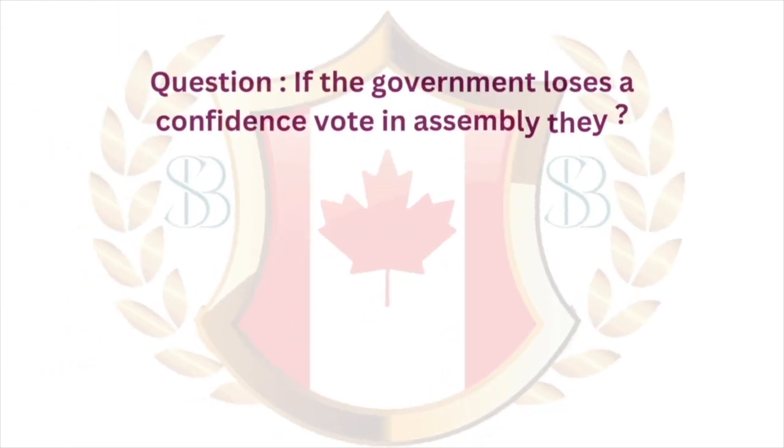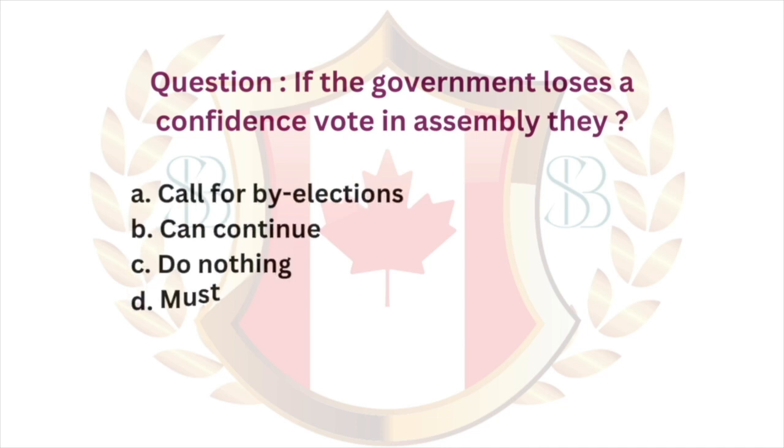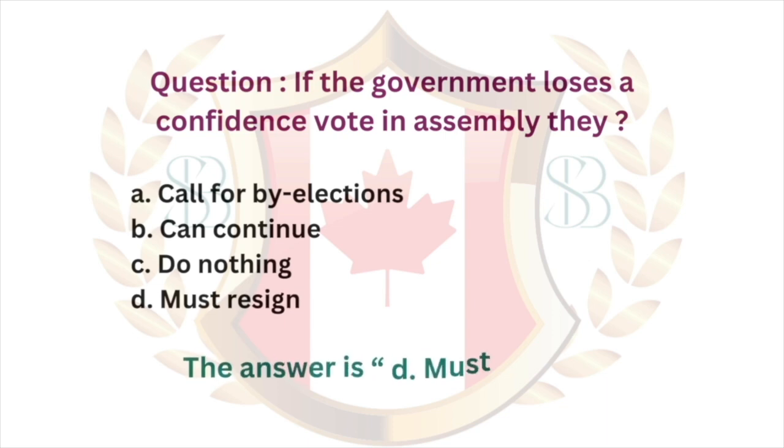Question: If the government loses a confidence vote in the Assembly, they A, call for by-elections. B, can continue. C, do nothing. D, must resign. The answer is D, must resign.